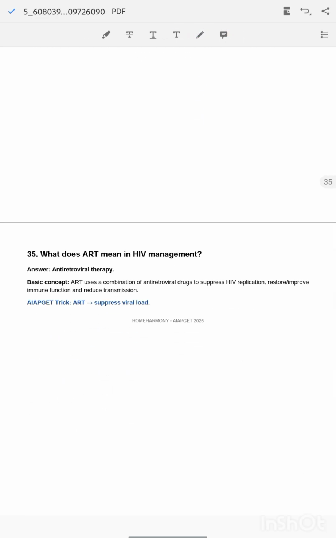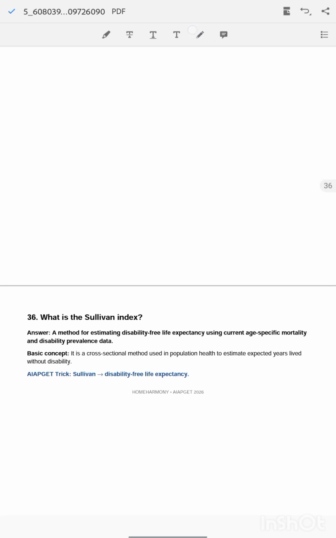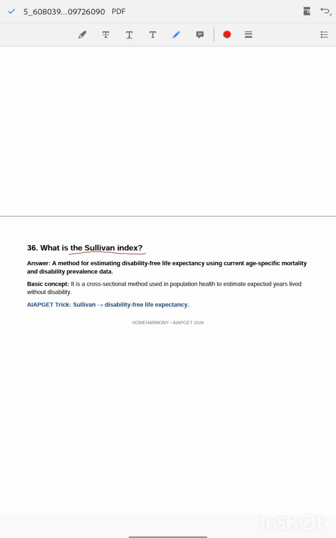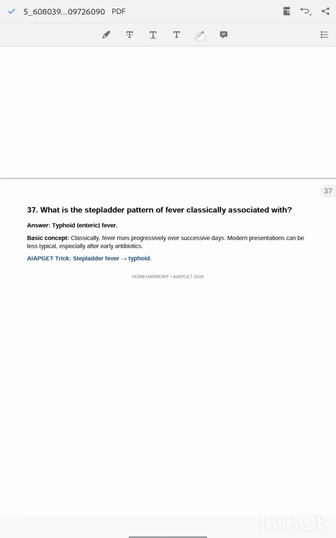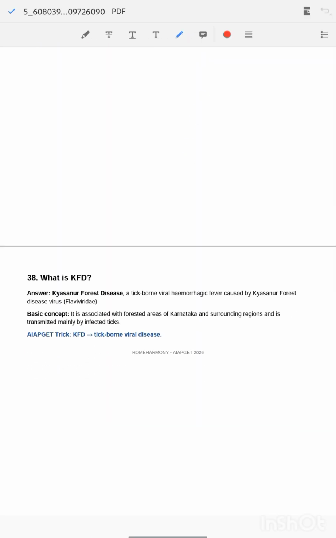What does ART mean in HIV management? ART is antiretroviral therapy. What is Sullivan index? Sullivan index is disability free life expectancy using current age mortality and disability prevalence. Step-ladder pattern of fever is found in typhoid. What is KFD? KFD is Kyasanur Forest disease, a tick-borne viral hemorrhagic fever caused by Kyasanur Forest disease virus, that is flaviviridae.